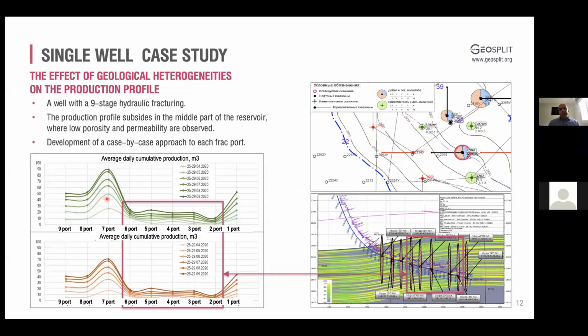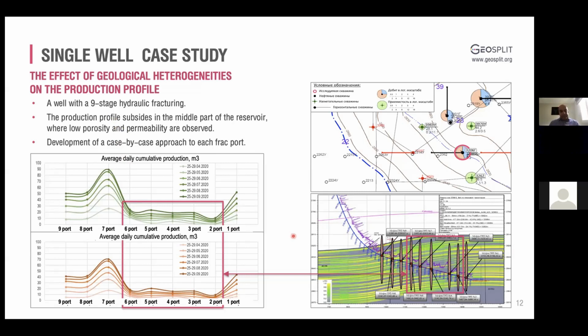Now, this slide just quickly shows a case study where you use the inflow profiling in single wells. So this well is a horizontal well that has a multi-stage hydraulically fractured horizontal section with 9 different stages. If I draw your attention to this picture, it shows that it passes through a very layered reservoir section. So there is quite a heterogeneity in the reservoir quality.